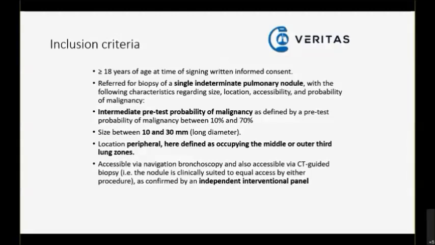We're looking at not just intermediate pretest probability of malignancy, we've changed that. We're looking at intermediate and high pretest probability with nodules of size between 10 and 30 millimeters in diameter, located in the mid or peripheral third of the lung. And all these cases are going to be adjudicated by a panel ahead of time with an independent interventional pulmonologist and independent interventional radiologist to determine whether these nodules are amenable to either procedure. And we're going to minimize the randomization, that means stratify the randomization based on the location of the nodule and the size of the nodule as well.